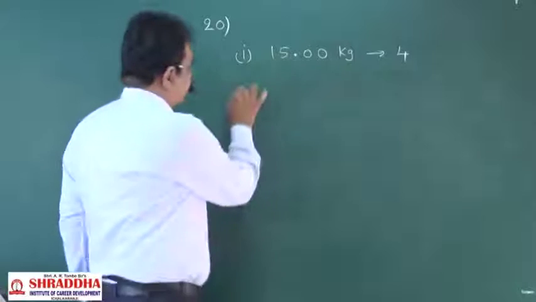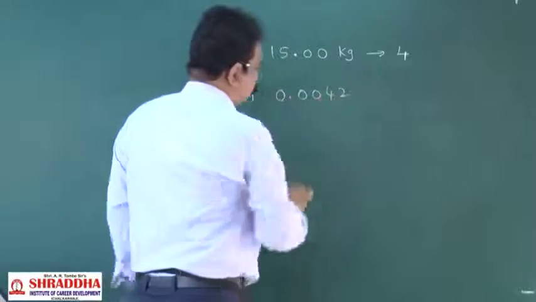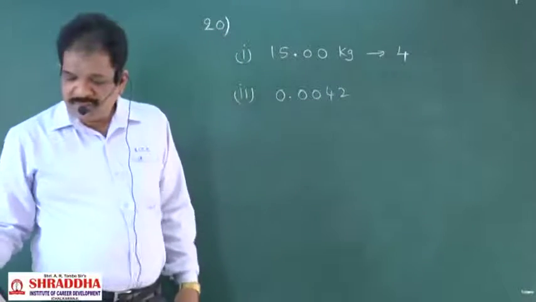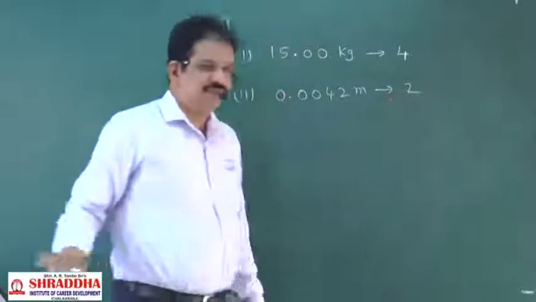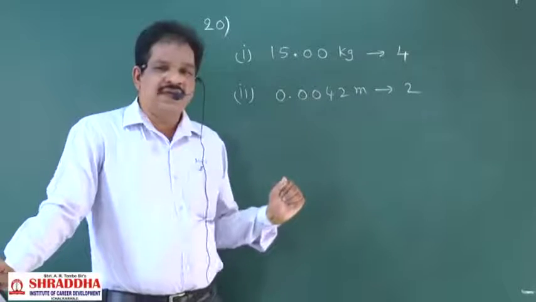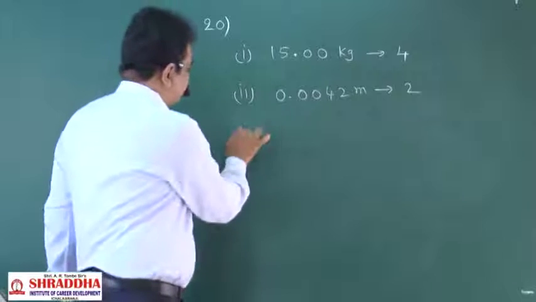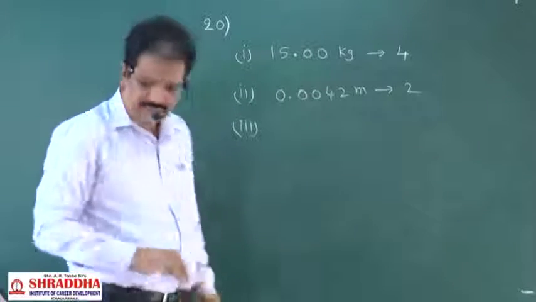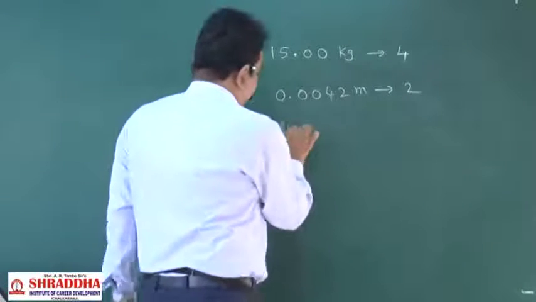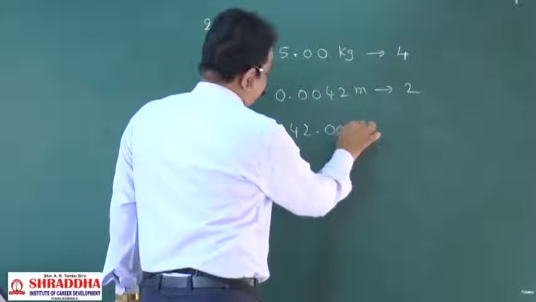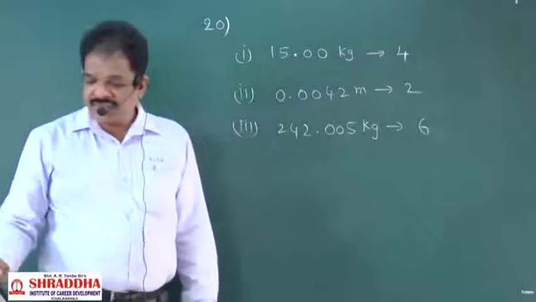Second one, 0.0042 meter. It will have how many significant figures? 2. These 2 zeros are not significant. So it will have 2 significant figures. Third one, 242.005 kg. It will have 6 significant figures.